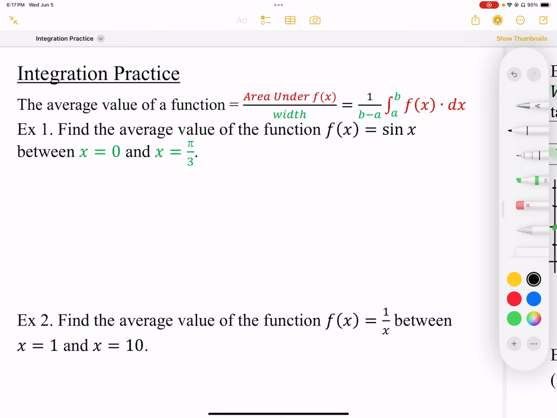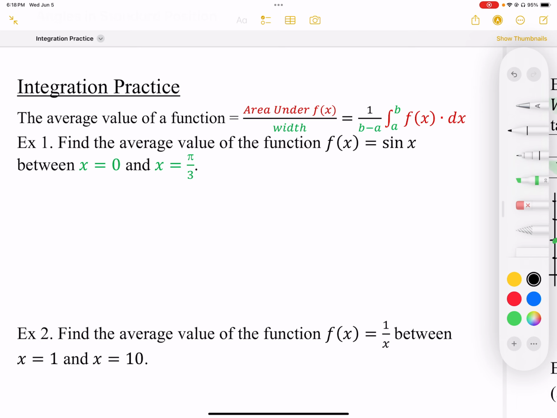In these notes, we're going to do some practice and also look at the average value function and practice using it. Now, when we talk about the average value function, the formula is the area under the curve of f of x. We're trying to find the average value of f of x. We find the area under f of x and divide it by the width, and that will give us the average value of f of x.